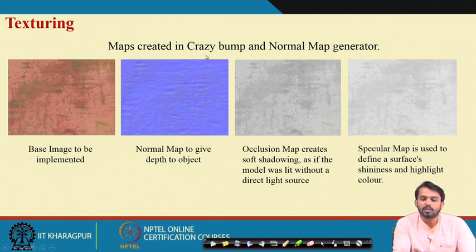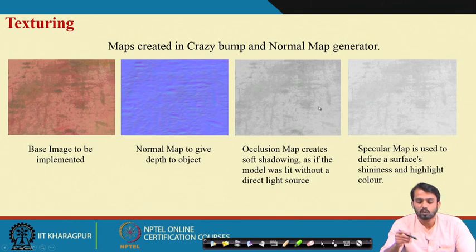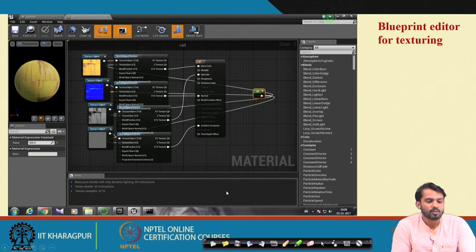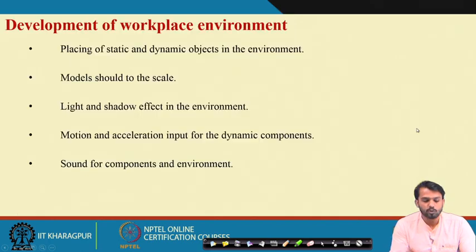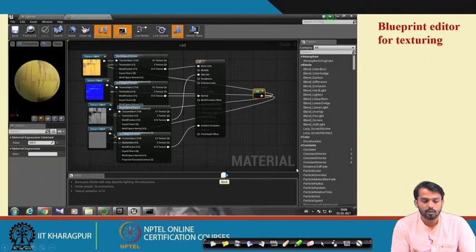These maps can be created in CrazyBump and a normal map generator also. Otherwise you can directly create them in your Unreal Engine. This is also used for the texturing purpose. You can see the snapshot of the Unreal Engine platform in which we created this texturing of an object. You can see 4 types of mapping, normal mapping, occlusion mapping, and base images, implemented here, and it is connected through an event graph.